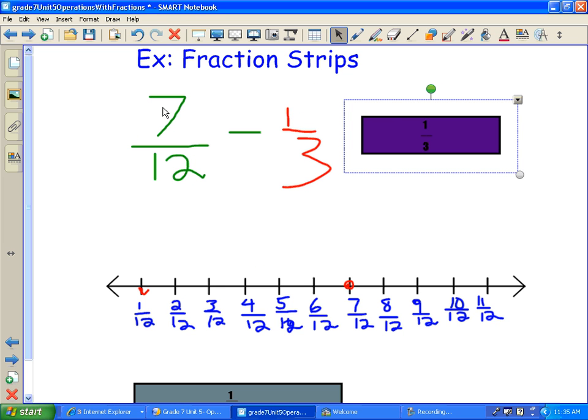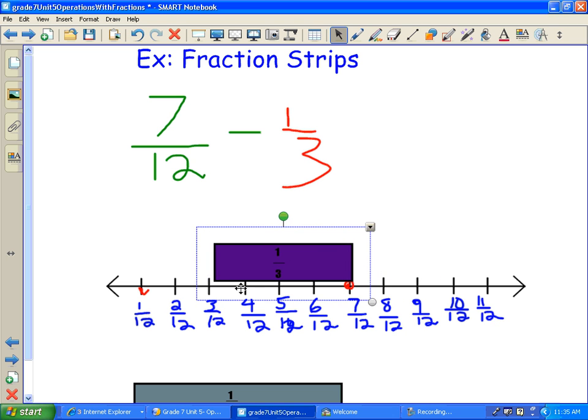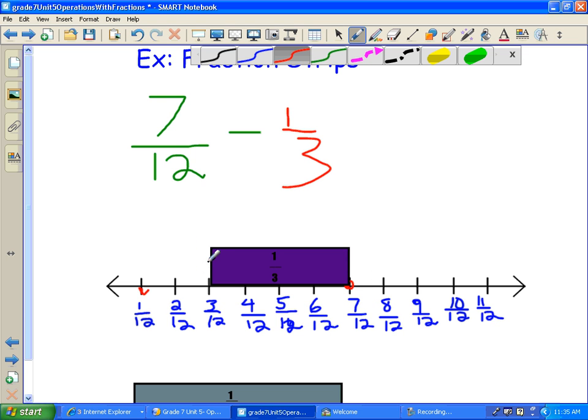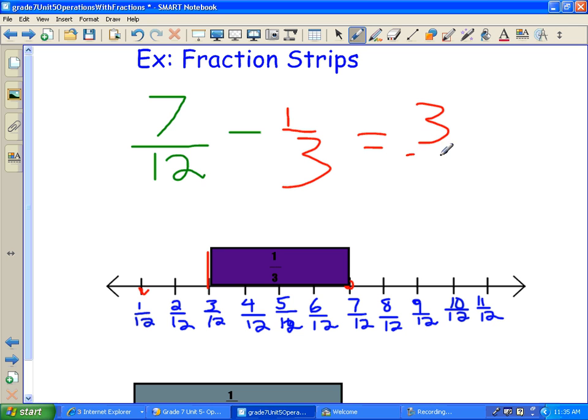So again, it's 7/12 subtract 1/3. Here's 7/12. Let's put the 1/3 on it perfectly. And your answer will be, if you go down to this one, 3/12 is your answer. So it doesn't matter which one you switch it up, as long as you take the fraction strip that you're subtracting and put it on the right number line. That'll make it land on one of these answers.